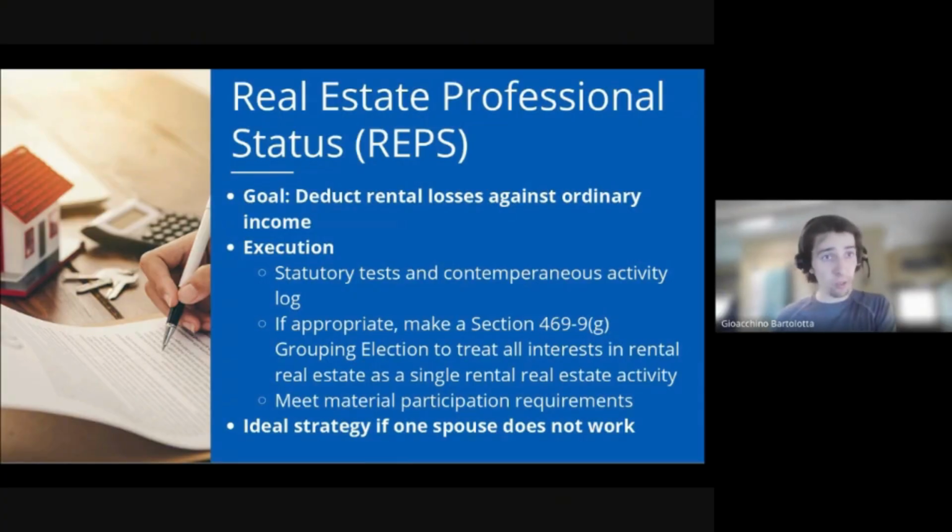The non-working spouse or the lower earning spouse is the real estate professional. So they're the ones that are meeting this test. They're the ones that are keeping the contemporaneous logs, and they have to own a percentage of the business.